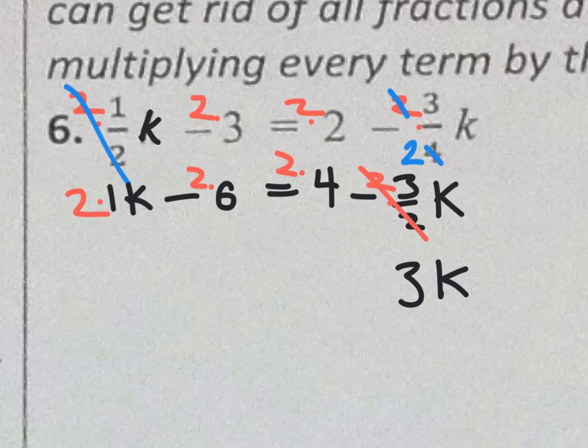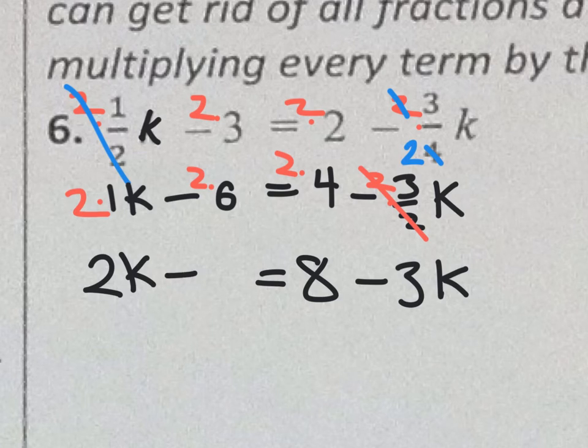The 2 times 4 is 8. Let's not forget about the minus sign. Bring down the equal sign. And over here on the left side, 2 times 1, that's a 2k. And then you have minus 12, because 2 times 6 is 12.